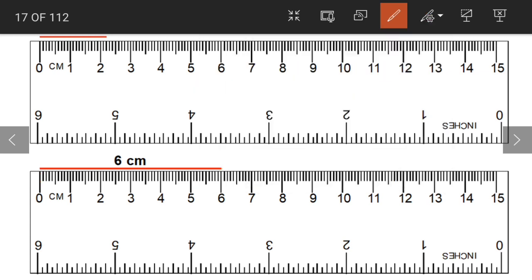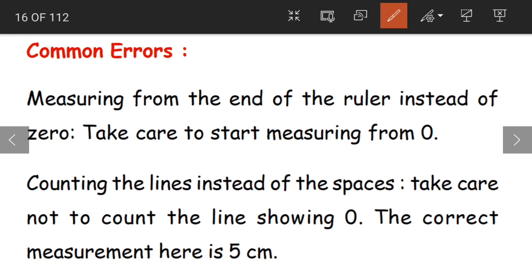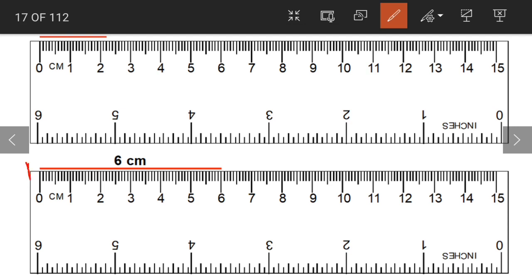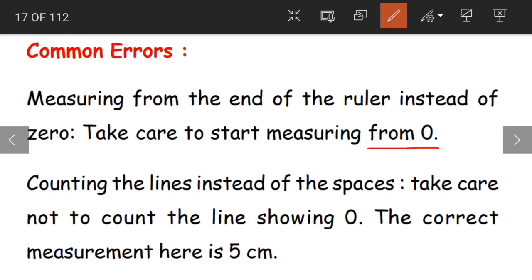Similarly, if you have a pencil, do not place your pencil like this. Do not place the pencil near the end of the scale. Always start from the 0 mark. Okay children, always start from the 0 mark. So this is the first and the most common error people tend to make. Instead of measuring from 0, they sometimes start measuring from the edge of the scale, which is false and not correct. Now coming to the next one, counting the lines instead of spaces.